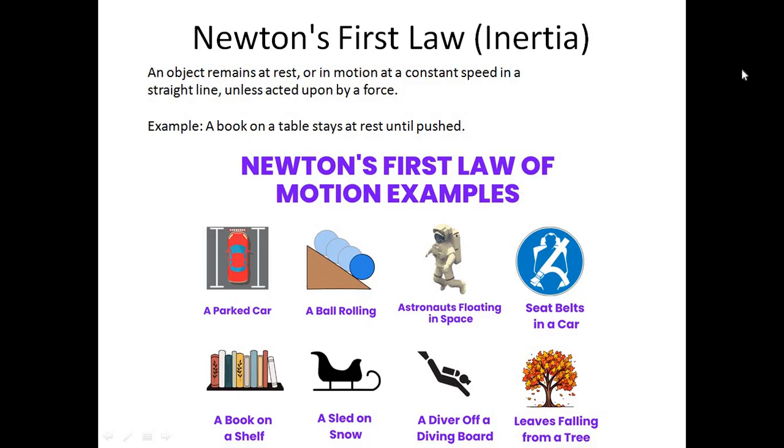Seat belt in the car. The seat belt keeps the passenger in a stationary condition. If the belt is removed, the passenger performs some oscillation. A book on the shelf.